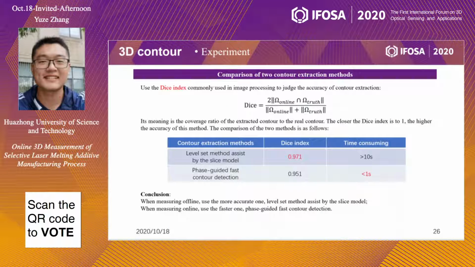We introduce the DICE index to judge the accuracy of our contour detection. From the results, we can see that the level set method has a better accuracy, while the phase-guided method is much faster. So we can conclude that the phase-guided method can be used for online measurement, and the other one can be used for offline.